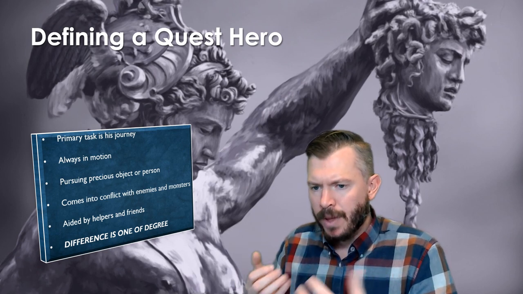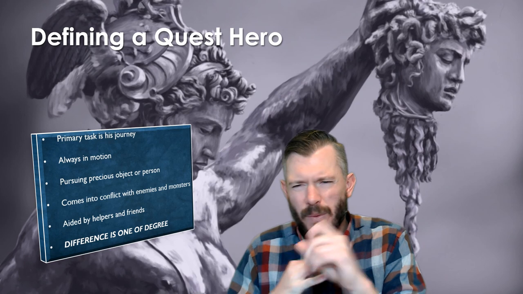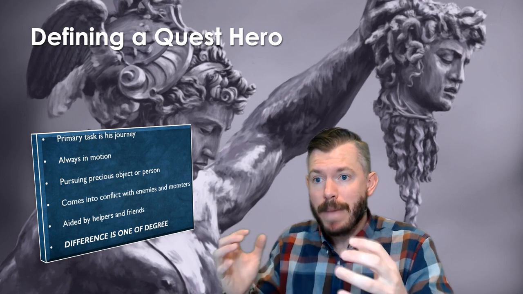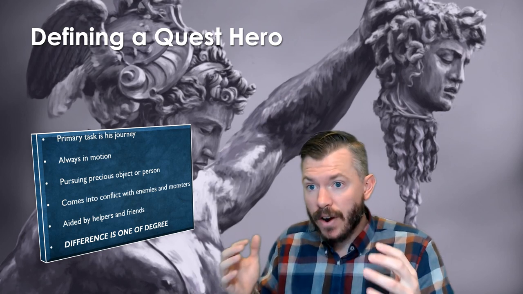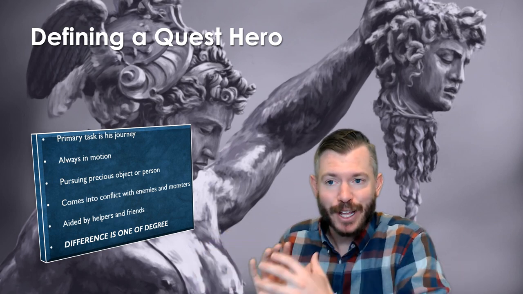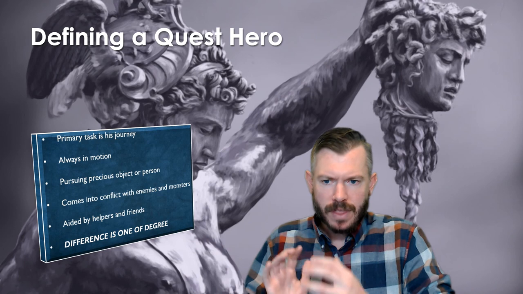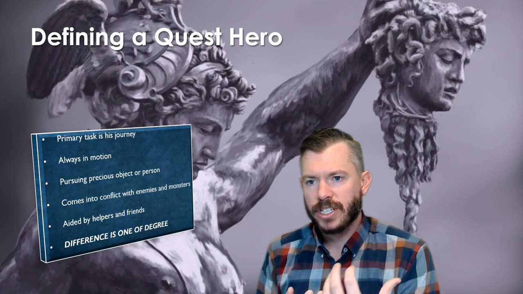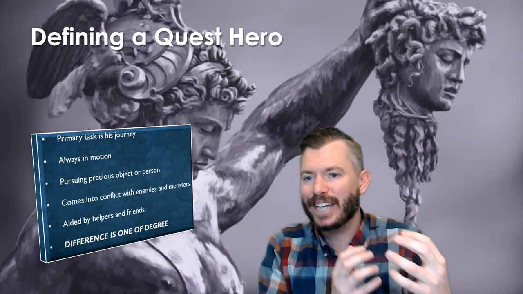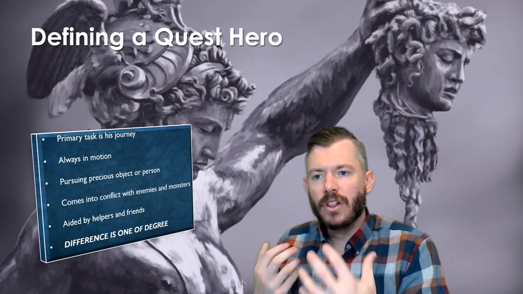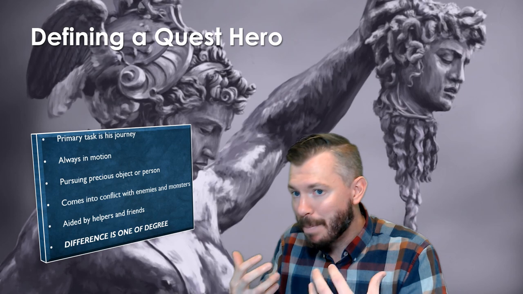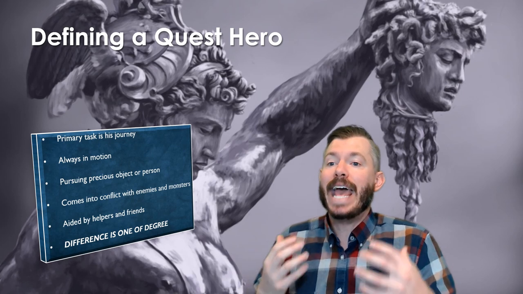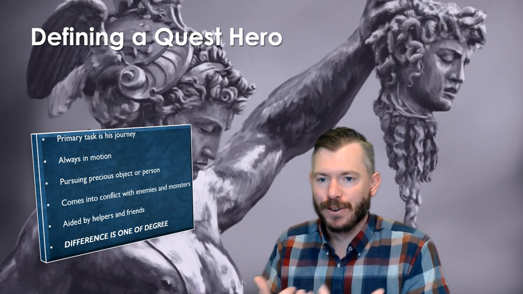Along with this, we're going to see that with these quest heroes, their main characteristics involve their journey. That's the main thing they're associated with. They're very frequently in motion, constantly going from one thing to the next as they work their way through that journey. There's usually either an object or a person, a treasure, something at the end of that journey that they're trying to obtain. And along the way, they meet different types of people. Some are trying to impede that journey: enemies, monsters, that sort of thing. And then some are trying to help them on their journey, the traditional helpers or friends.